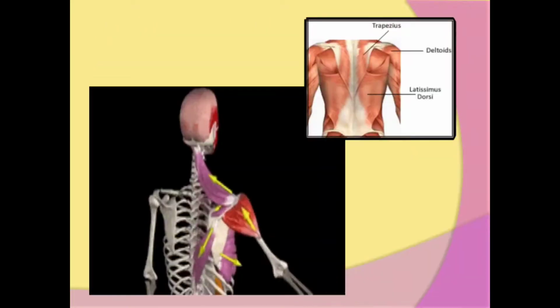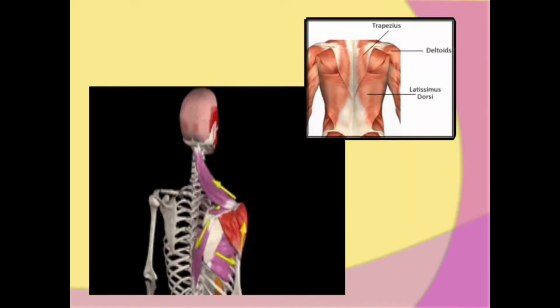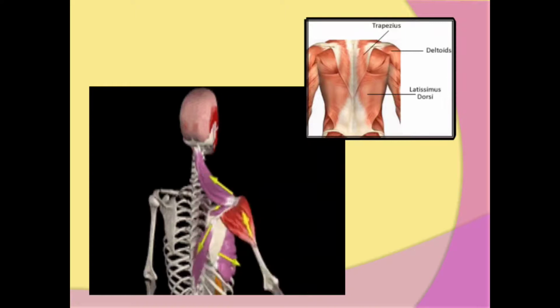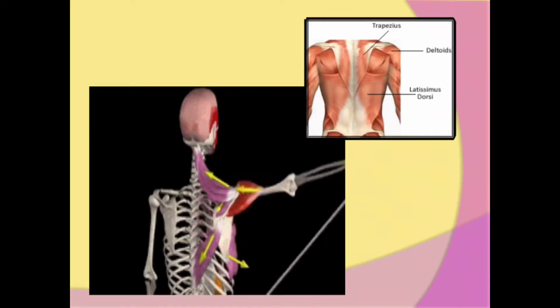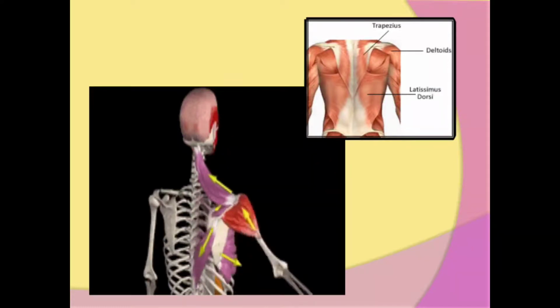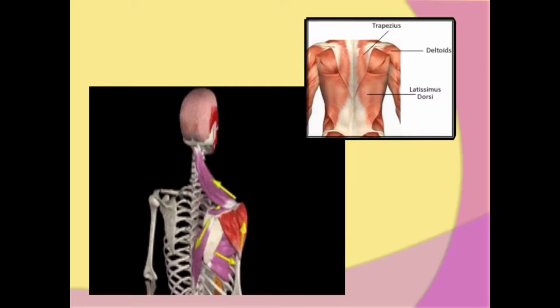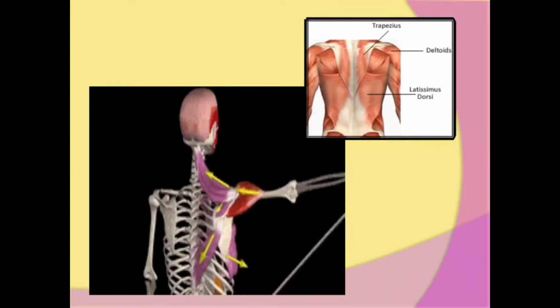Now see this moving picture, in which I have shown you the function of the deltoid muscle as well as the latissimus dorsi. Deltoid muscles move the arm away from the body, and the latissimus dorsi muscle of the shoulder moves the arm near to the body. So this is about the abductor and adductor muscles.